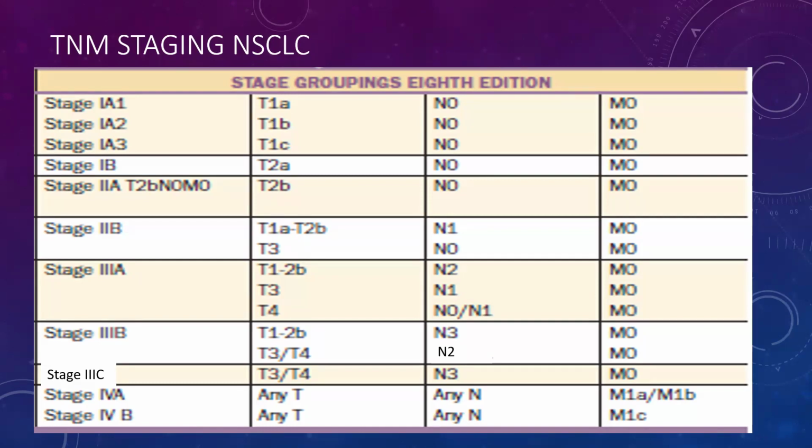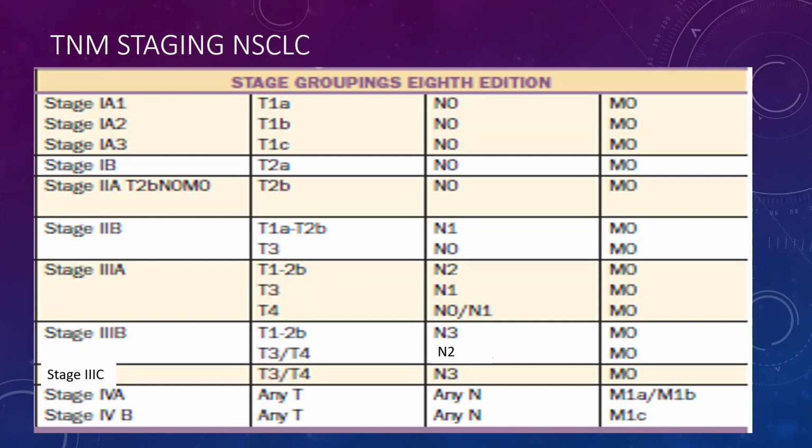Okay, stage 2B is a small tumor from T1A until T2B, so that's less than 7 centimeters, with N1 M0, so that's 2B. We have T3 N0 M0, so T3, more than 7 centimeters, with no lymph node, no metastasis, again stage 2B.